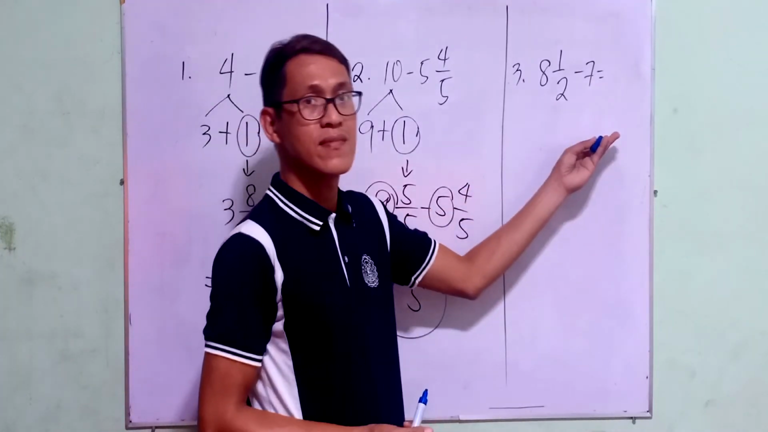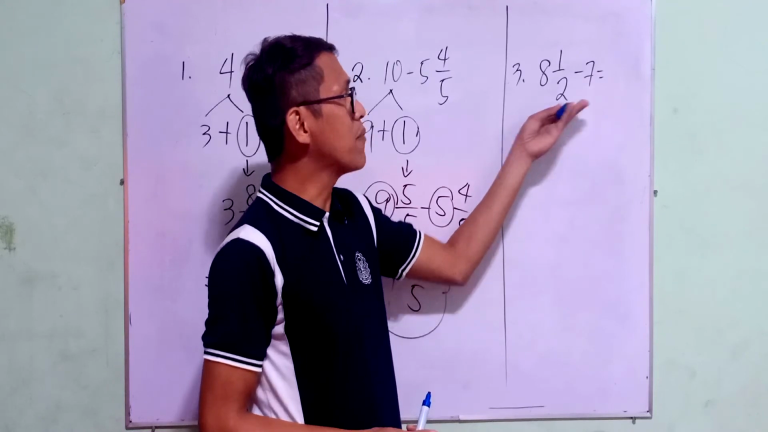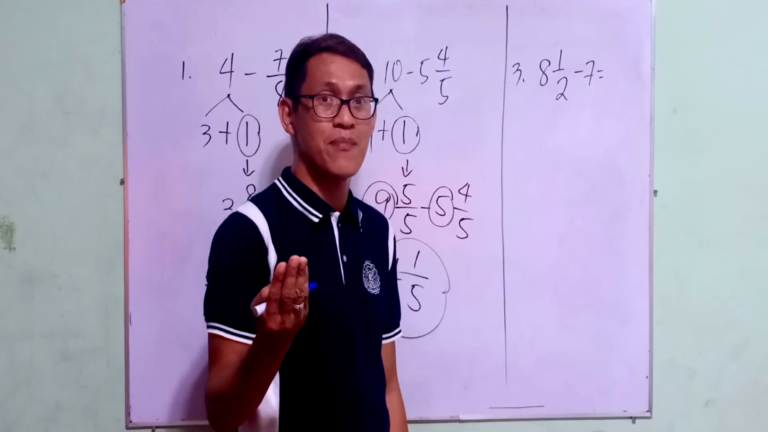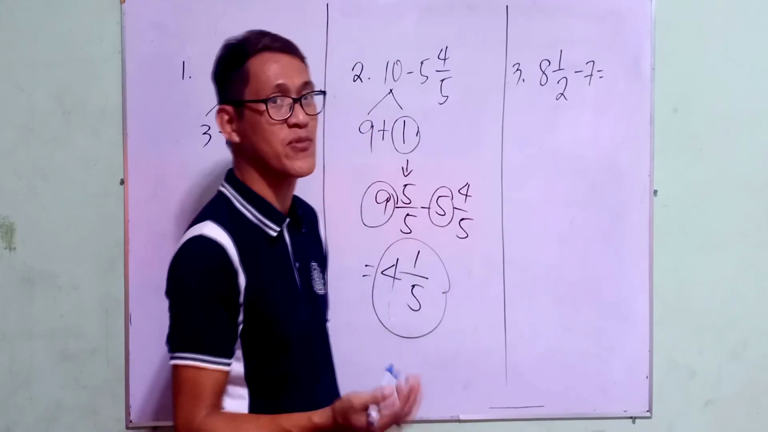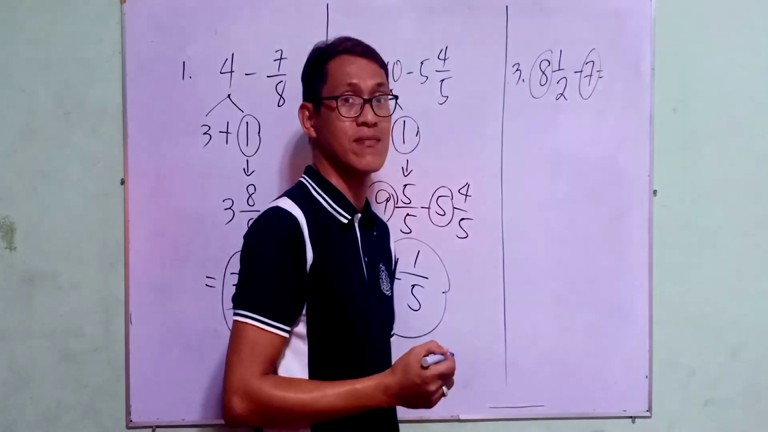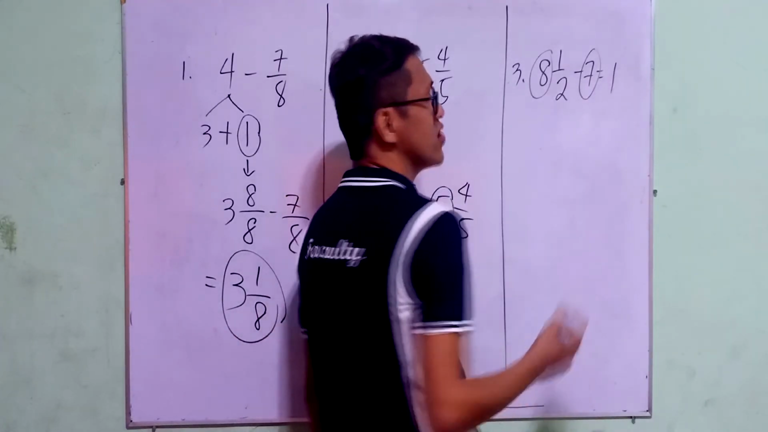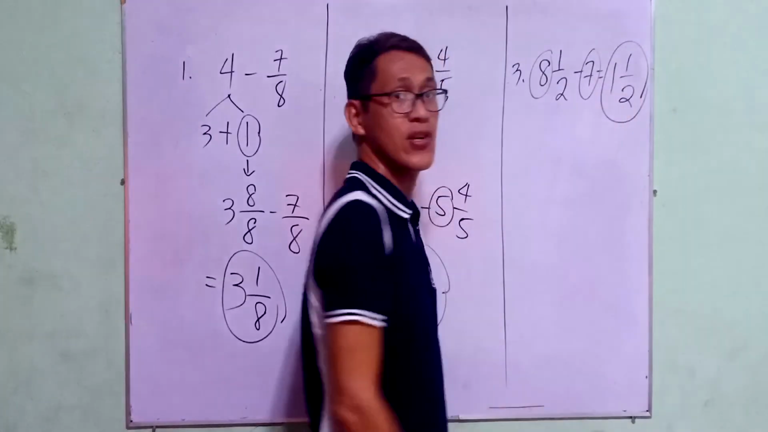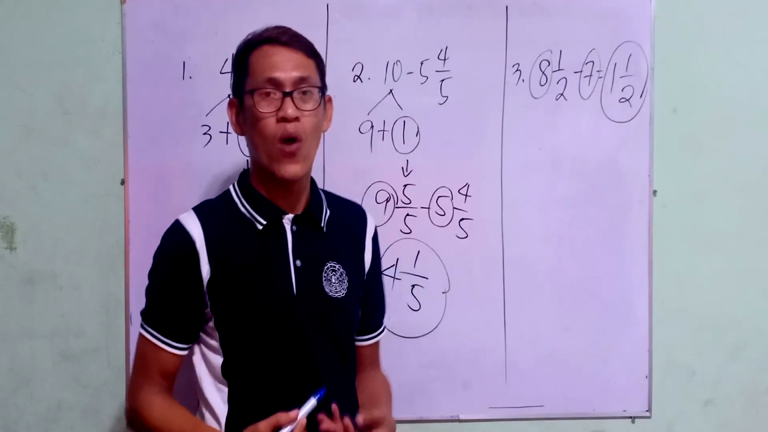Look at here. It's a mixed number minus a whole number. So, simply subtract right away the whole numbers. 8 minus 7. It's 1, correct. Then just copy the 1/2. So, our final answer is 1 and 1/2.